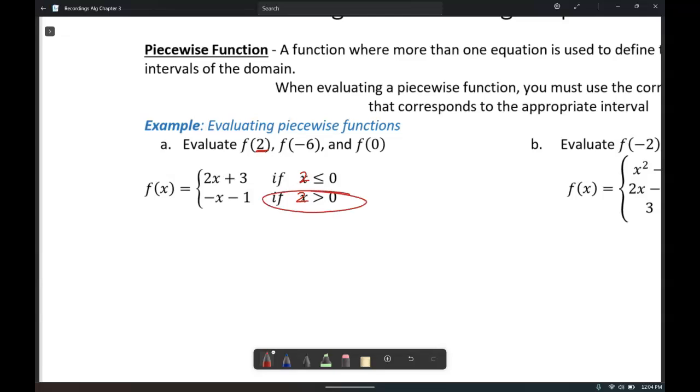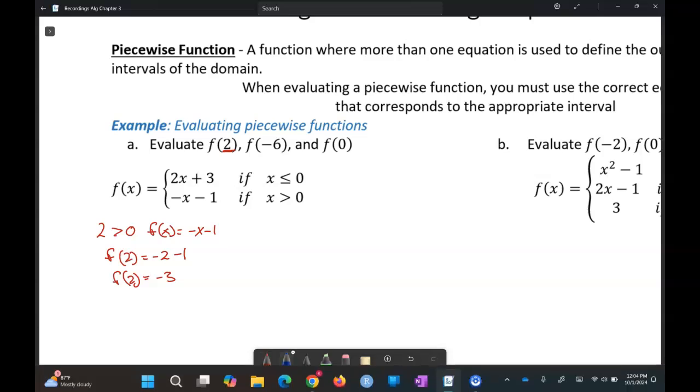Well, because 2 is greater than 0, f of 2 is going to equal, we're going to be using f of x equals negative x minus 1. Therefore, f of 2 will equal negative 2 minus 1, which gives us the value negative 3.